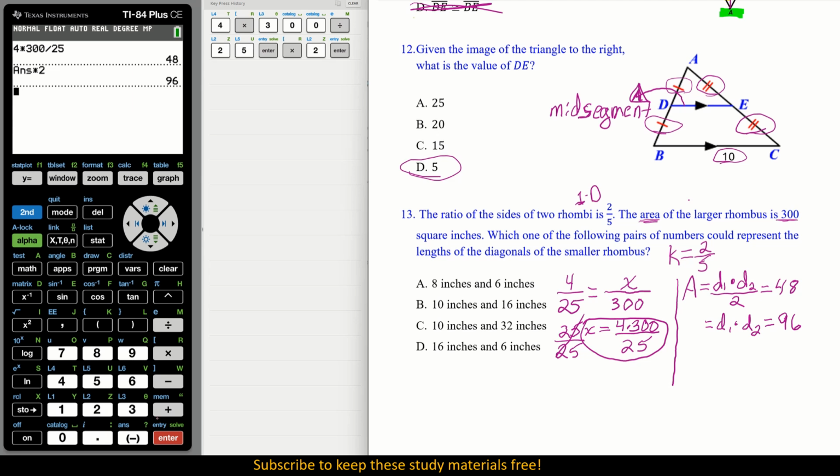Well, 6 times 8 is 48. That isn't going to work. 10 times 16, well, that's 160. That isn't going to work. And 10 times 32 is 320. That isn't going to work. Well, I bet that 16 times 6 is 96. Let's put that in the calculator. 16 times 6 is 96. So option D is what we need. Okay, let's keep going.